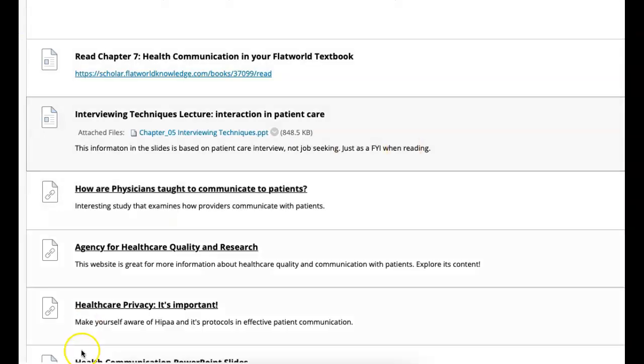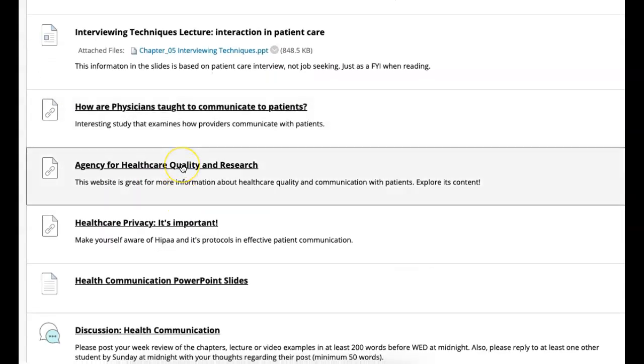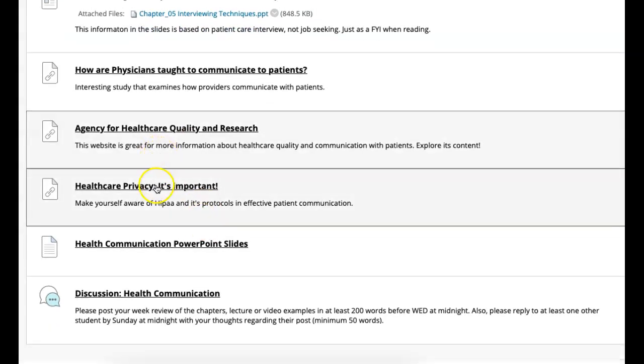Take a look at that whenever you get time. The Agency for Healthcare Research and Quality is another thing that's out there. A lot of people know about this. It's kind of a hospital healthcare standard, so they help oversee quality for patient care practice, both ambulatory and acute care. So take a look at that. Healthcare privacy is going to look at HIPAA, privacy and security laws, another thing that's important.